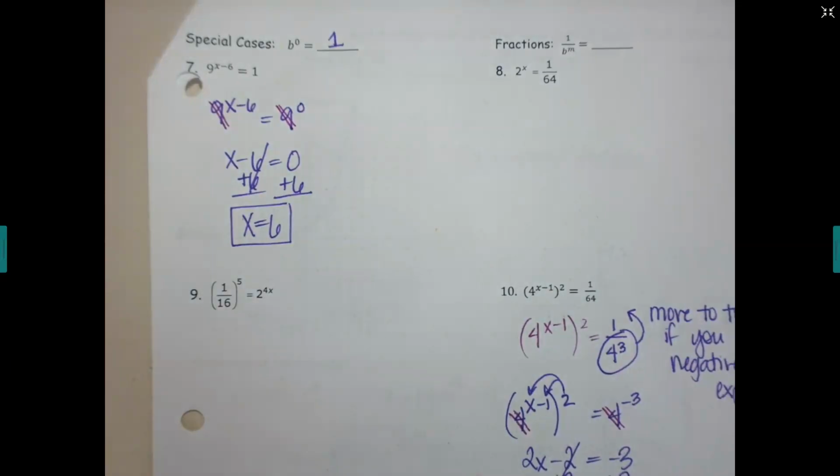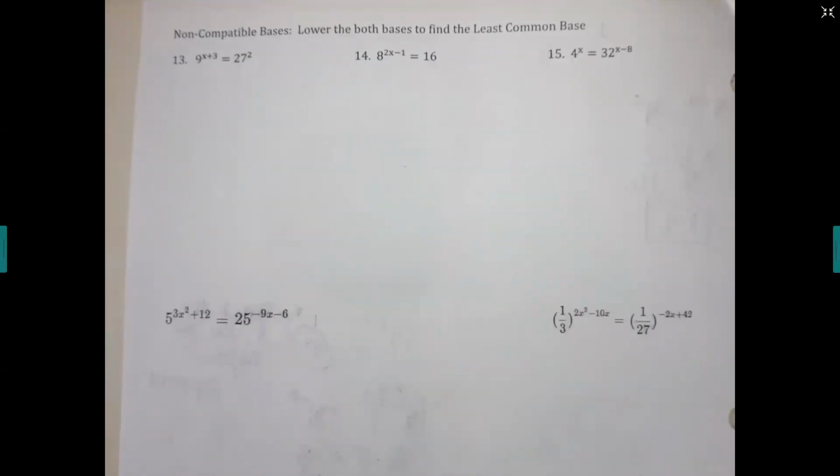So turn the page. Take a look for me, please, at number 13. Okay, number 13 says 9 to the x plus 3 equals 27 squared. I want you to look in your nines chart for 27. Is it in there? Okay, no, it's not. Look, here's my nines chart. The smallest 9 I have in the nines chart is 81. So we missed it by a long shot.